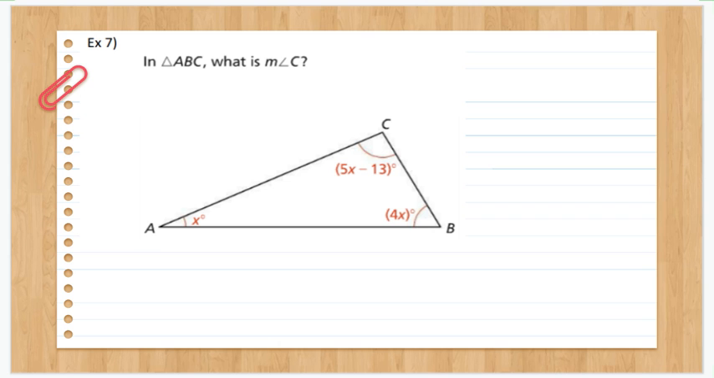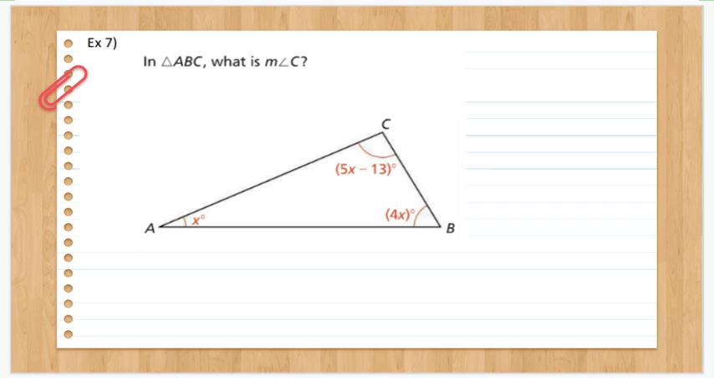Looking at this one, I have a triangle, and angle A is x degrees, angle B is 4x degrees, and angle C is 5x minus 13 degrees. It says in triangle ABC, what is the measure of angle C? Angle C right now is 5x minus 13 degrees. They want us to find the exact measure, which we can't do right now because none of these are solved for. They just give us variables or numbers with variables.